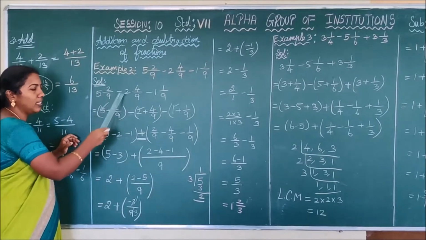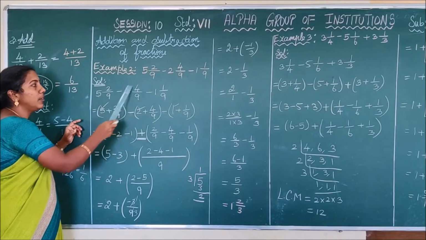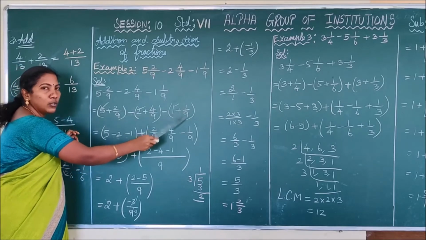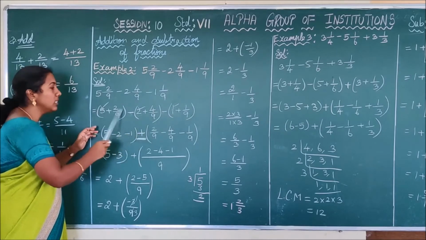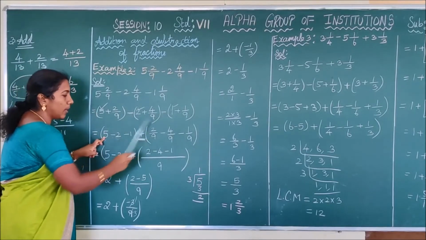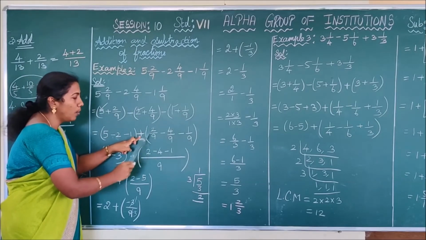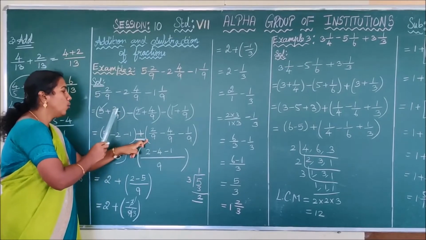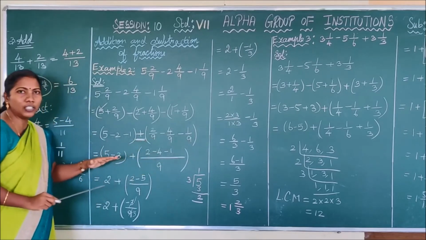First step, you have to write the question. In the second step you have to include the plus symbol in the mixed fractions, that is 5 plus 2 by 9, 2 plus 4 by 9, 1 plus 1 by 9. In the third step you have to connect the whole numbers along with their symbols, that is 5 minus 2 minus 1, and close the bracket. Again you have to put the plus symbol, then open the bracket and connect the fraction parts along with the symbols: 2 by 9 minus 4 by 9 minus 1 by 9. Is it clear, children? Okay.